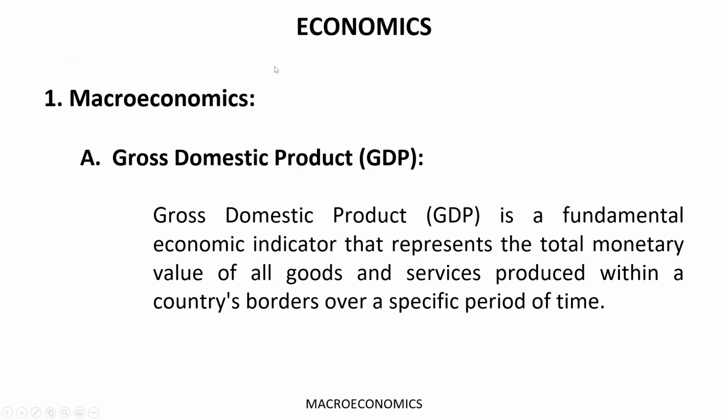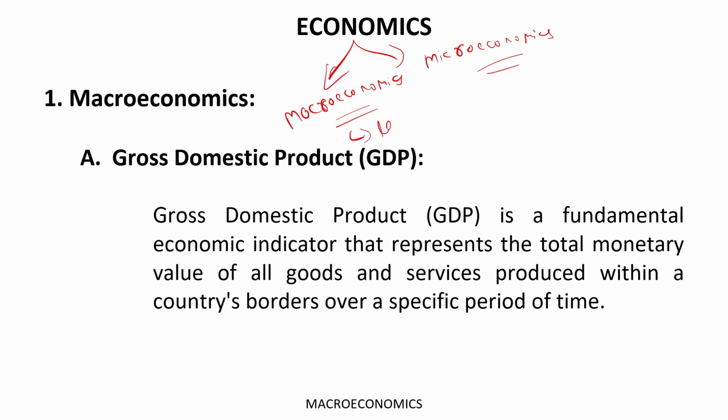When we go for economics, basically economics is divided into two parts. First is macroeconomics. Second is microeconomics. So broadly, economics is divided into two parts, macro and micro. Macro stands for the large scale economy, whereas micro stands for small scale economy.